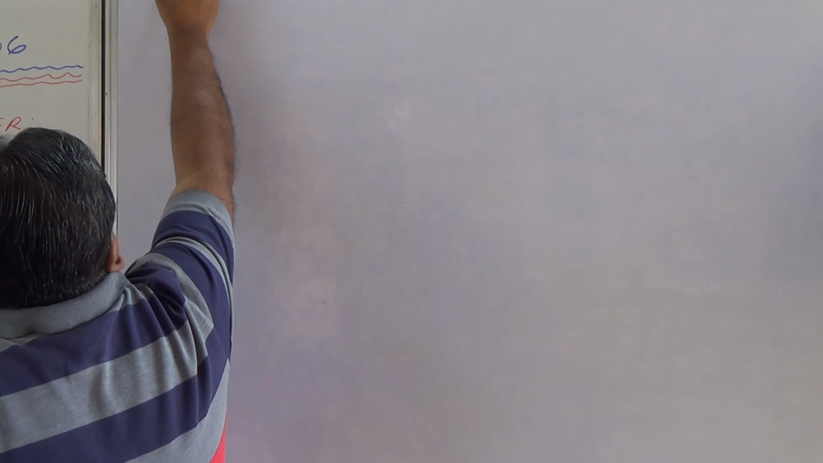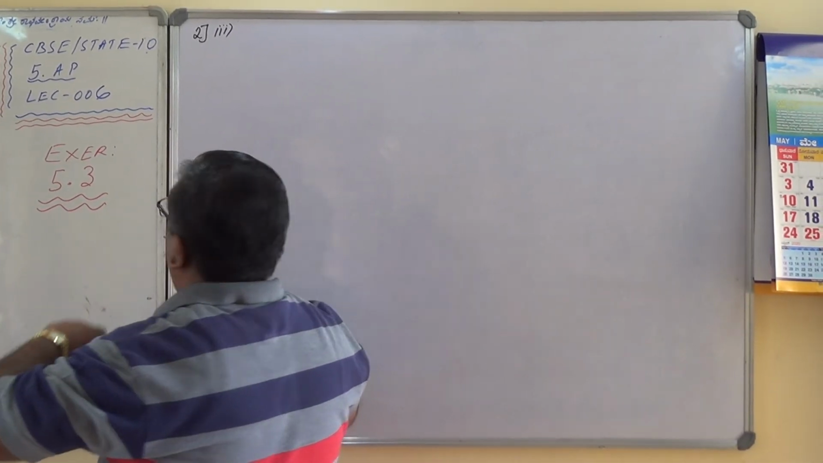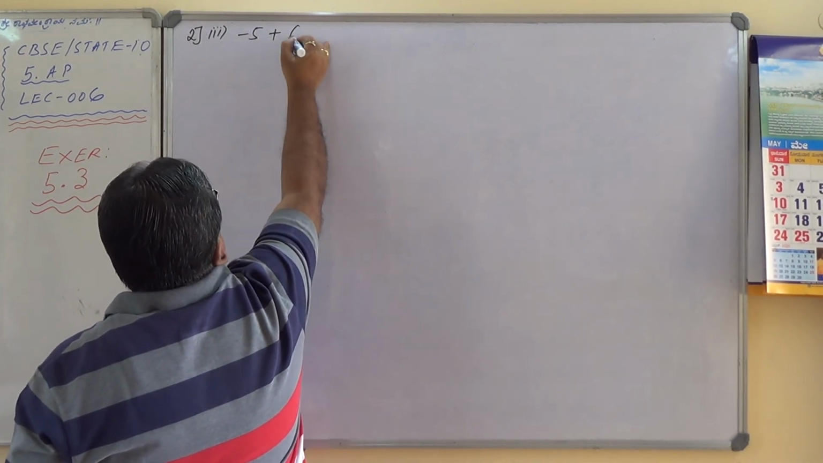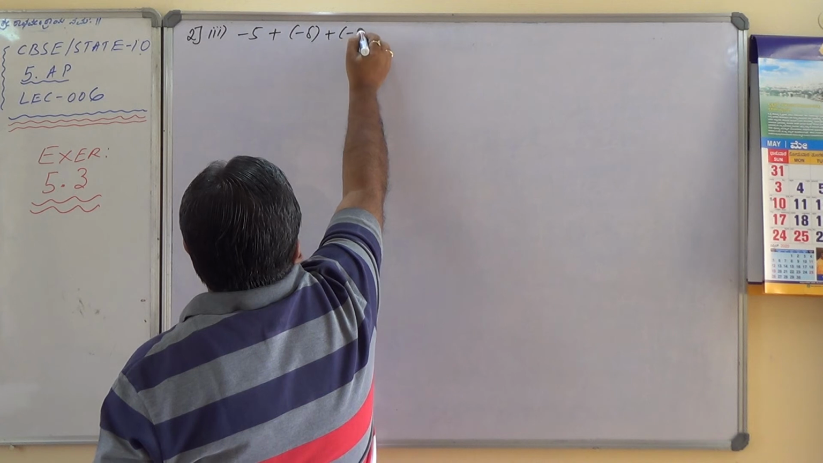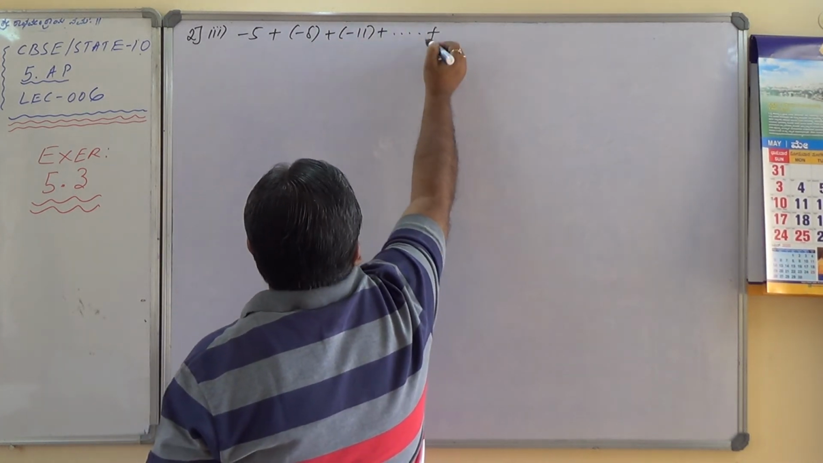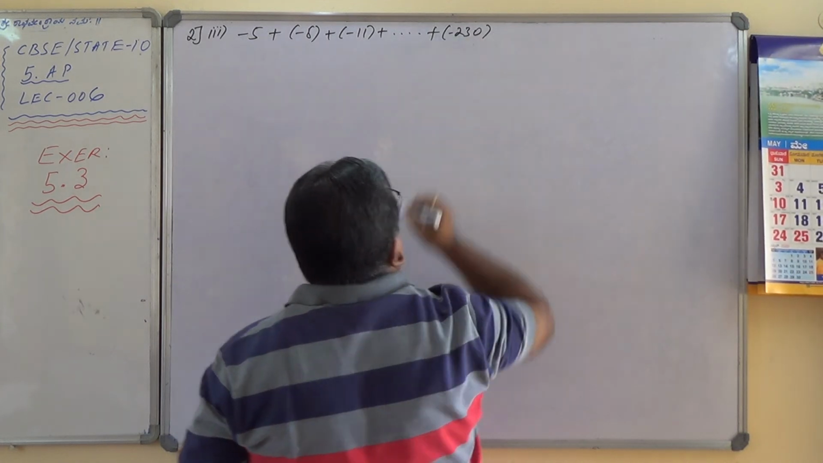Third one, second main. Find the sums given below. This is what it is. What is given to us is minus 5 plus minus 8 plus minus 11 plus, up to minus 230.